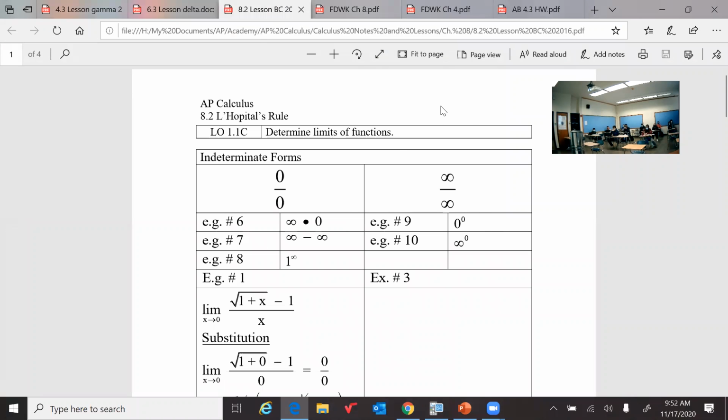We are telling you, ready? There is a book. They just saw the PowerPoint. Examples 6, 7, and 8 are these forms. And the algebra will take you to 0 over 0. Examples 9 and 10 are these indeterminate forms. And the algebra will take you over to infinity over infinity. So we're going to do one problem that's straightforward, and we're going to do one problem that has to be manipulated algebraically. Okay?